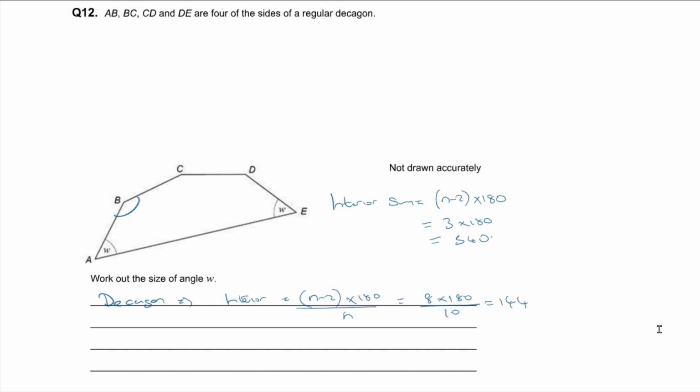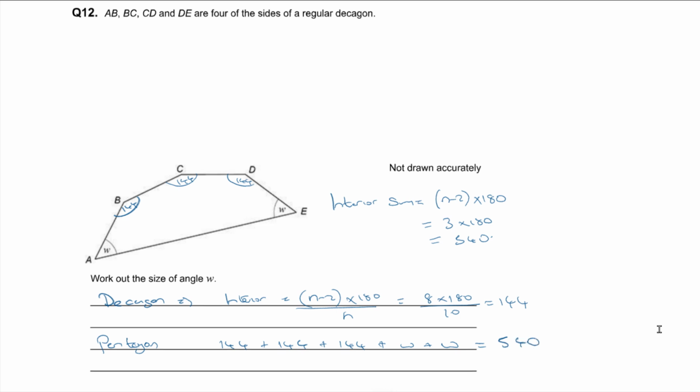So that's 144 degrees. Each one of those is 144. So that's 144, 144, 144. I know those three, and I know the other two are W. So then in the pentagon, the 5 angles should add up to 540, shouldn't they? So the 144, the 144, the 144 plus the W plus the W, they're my 5 angles. They should sum to 540.